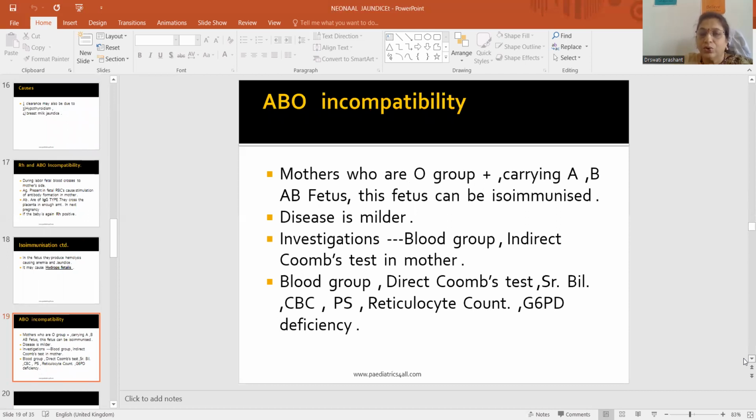Mothers who are O group positive carrying an AB fetus, this fetus can be isoimmunized by the same pathophysiology. Disease is milder in ABO incompatibility as compared to RH incompatibility. Investigations to be done in both of them are blood group of the mother and baby both, indirect Coombs test in the mother or direct Coombs test in the baby, serum bilirubin of the baby, complete blood count, peripheral smear to see for any shape defects, reticulocyte count, G6PD to see for G6PD deficiency, etc.